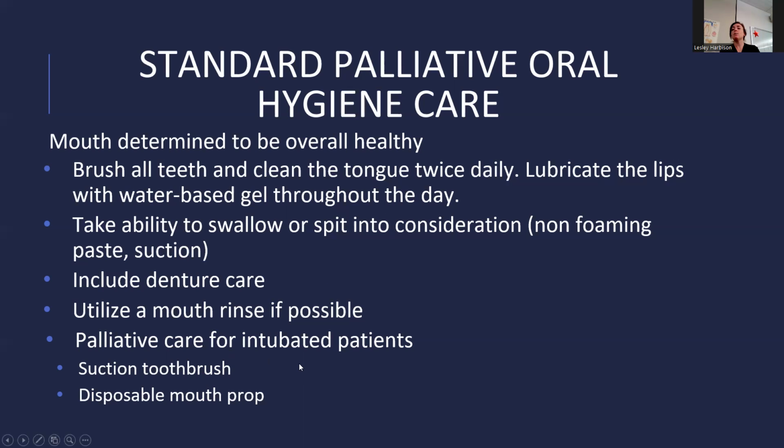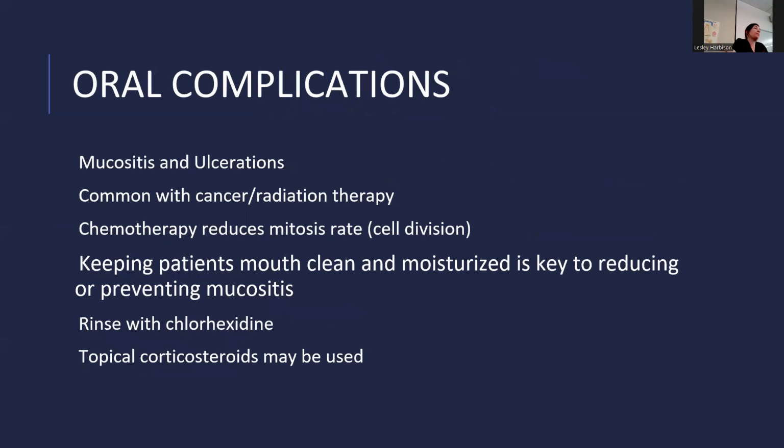Palliative care for intubated patients: oftentimes a suctioning toothbrush is utilized. It's like a toothbrush on a suction, like a vacuum, and you go in there and you brush and it just sucks up. Those are actually really nice to have, even if someone's not on palliative care. And then a disposable mouth prop: you might need to prop their mouth open because you might not be able to get in there otherwise. And that's true for people, again, that aren't in hospice.